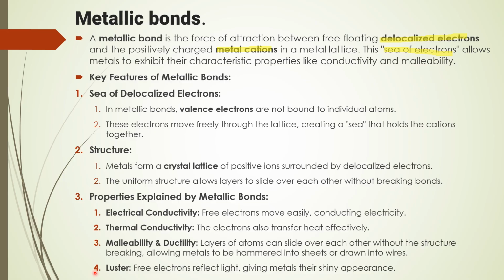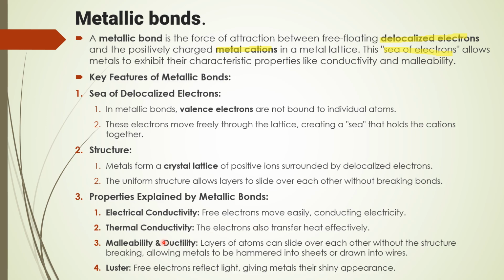Metallic bond. The third type is the metallic bond, and a metallic bond is a force of attraction between the free-floating delocalized electrons and the positively charged metal cations in a metal lattice. The sea of electrons allows metals to exhibit their characteristic properties like conductivity and malleability.